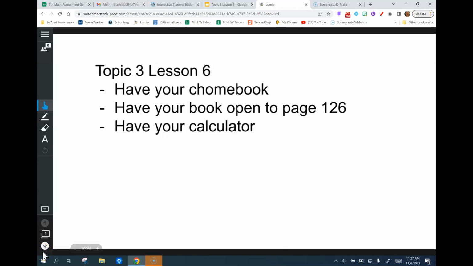Okay, today is lesson 6 in topic 3. You're going to want your Chromebook. You're going to want your book open to page 126. I believe it's going to be right around there anyway. And then have your calculator out. Also, we'll be using all of those.